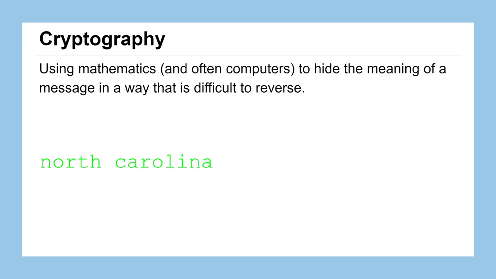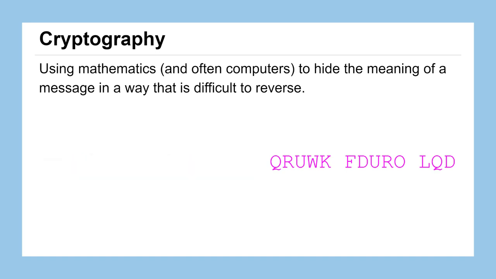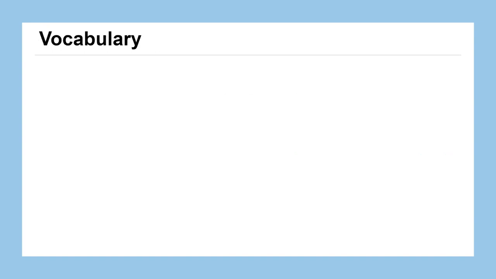For example, say we have this short message of North Carolina. We could encrypt or hide the meaning of this message by applying some cryptography methods, in this case the Caesar cipher, to create this ciphertext that we see on the right, which is unreadable. If we were to take away the original message and all you had was the ciphertext, it'd be rather difficult to understand exactly what the original message was.